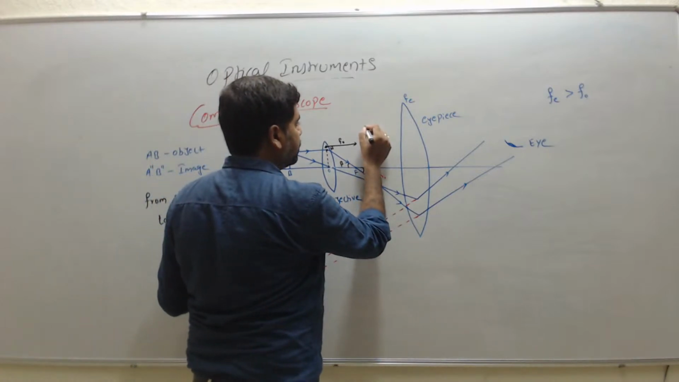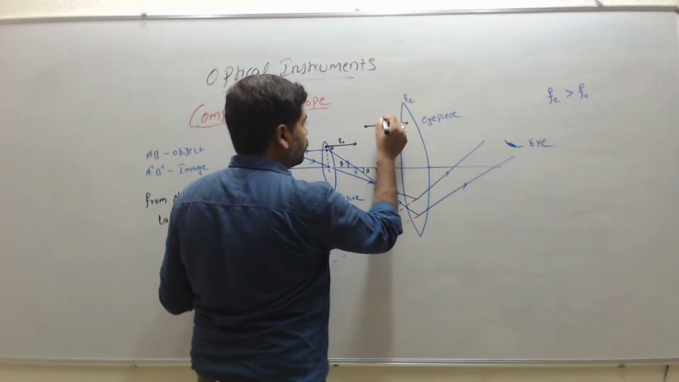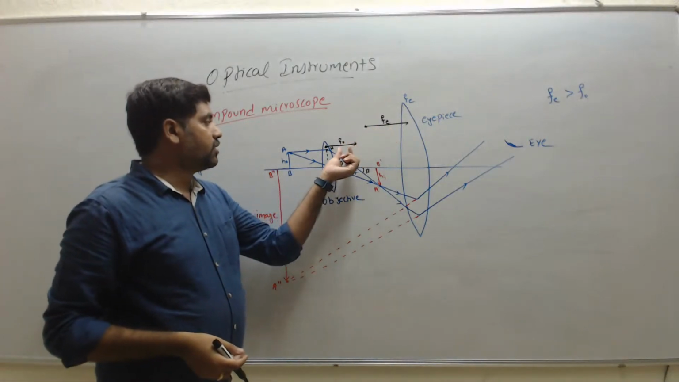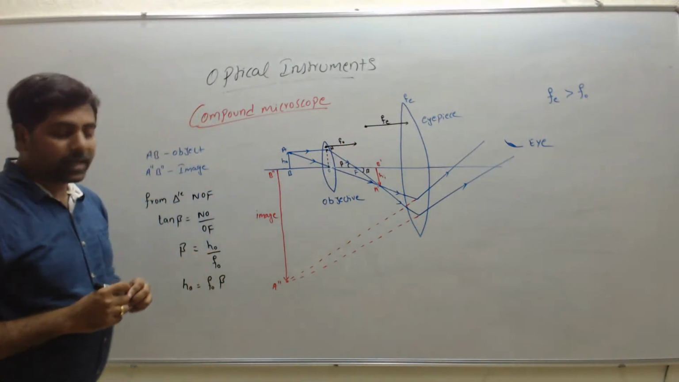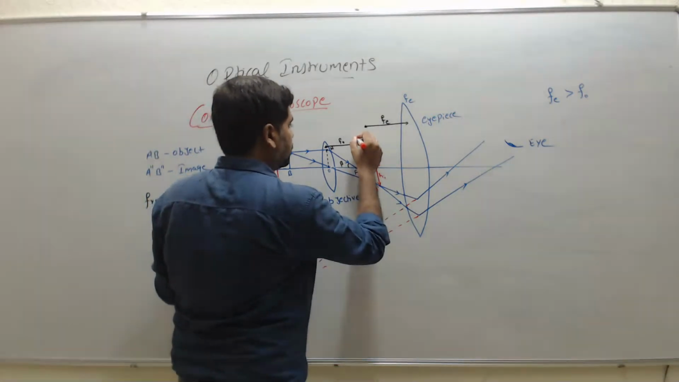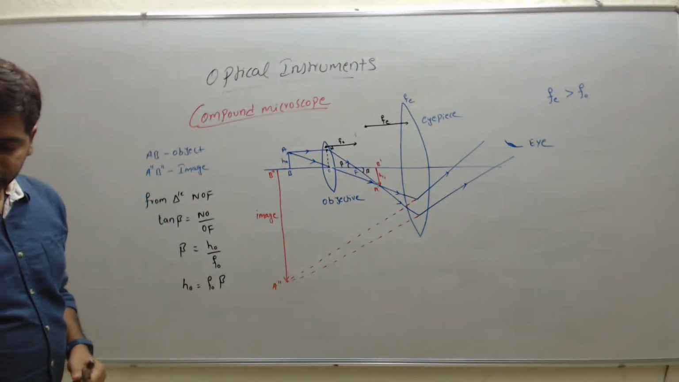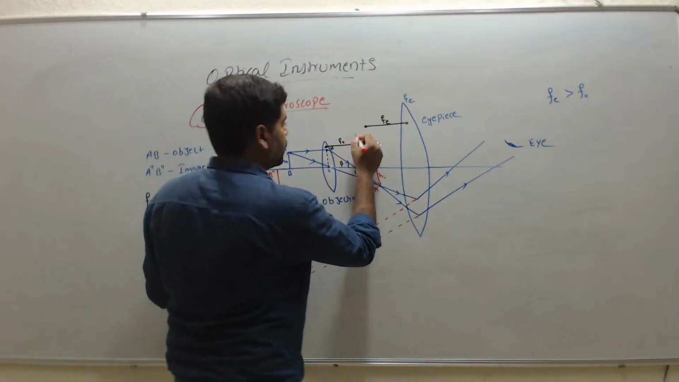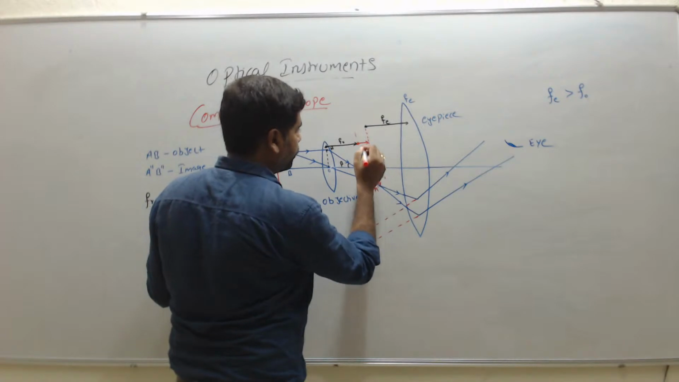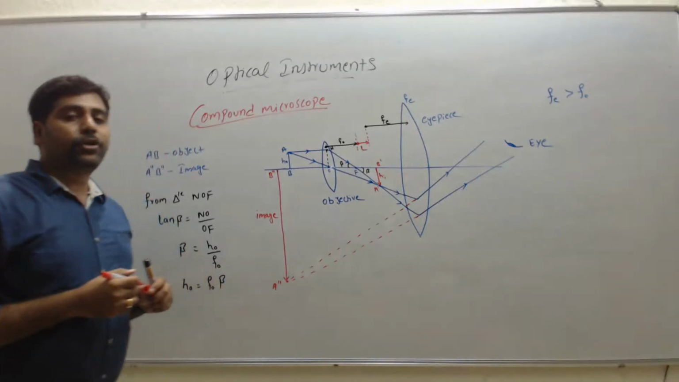So somewhere here, this one is the focal length of the eyepiece, as FE is greater than FO, and the distance, if you observe here, this distance we call as L. So L is the tube length.